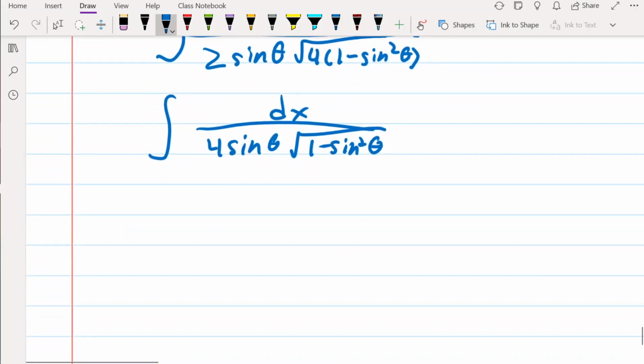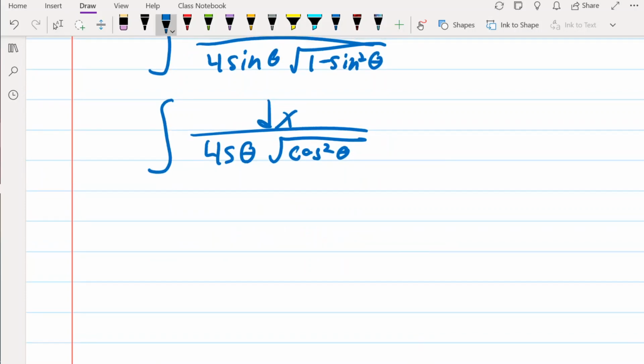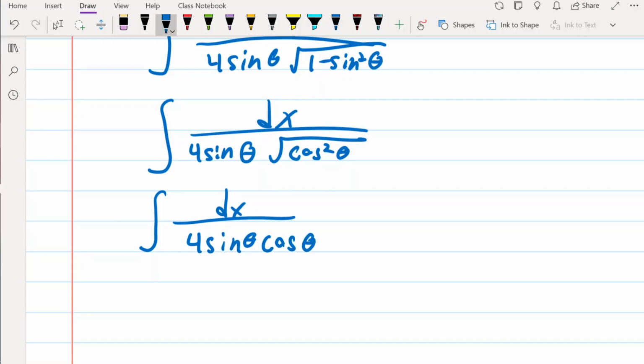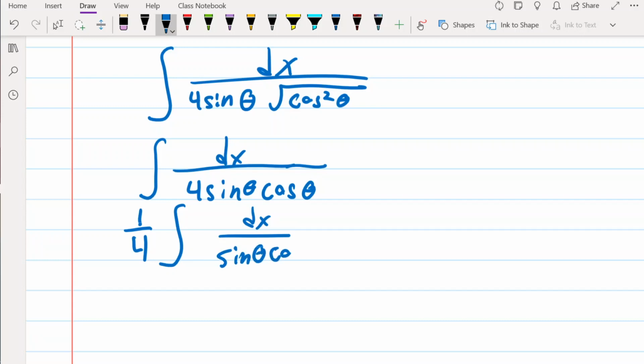Now 1 minus sine squared theta equals cosine squared theta. So we're going to have dx over 4 sine theta times the square root of cosine squared theta. And now, this is only going to be positive for values such that cosine is positive. For cosine being positive, we're going to just assume that, because otherwise we'd have to have plus minus. So this will be dx over 4 sine theta times cosine theta. From here, we can take 1 over 4 out. So it's the integral of dx over sine theta times cosine theta.